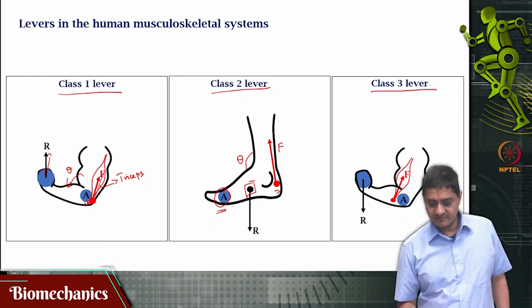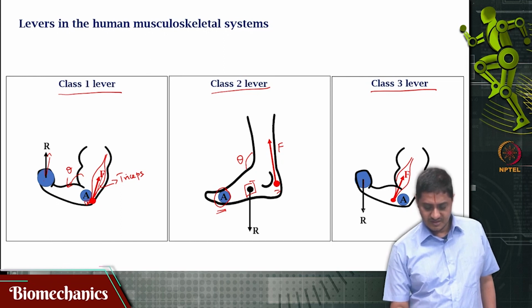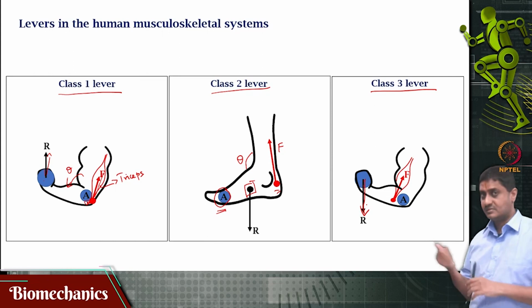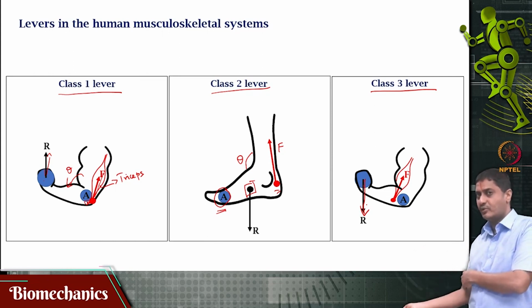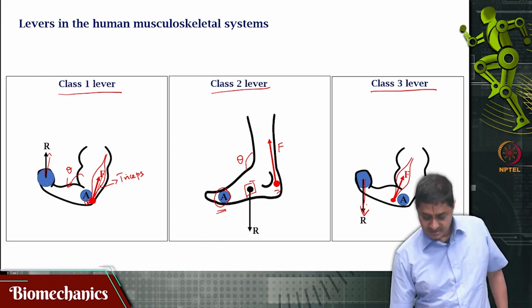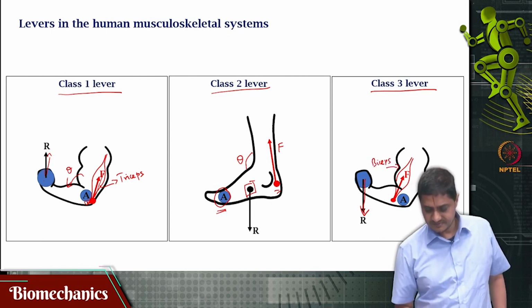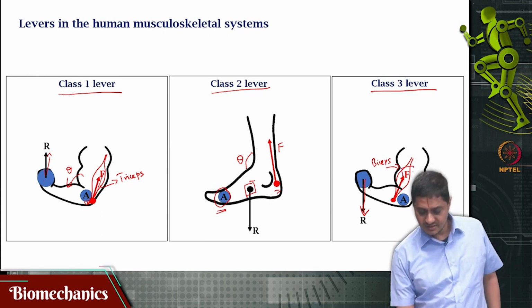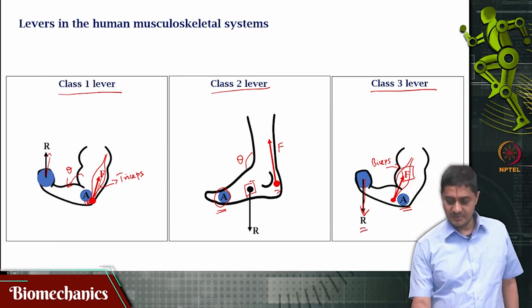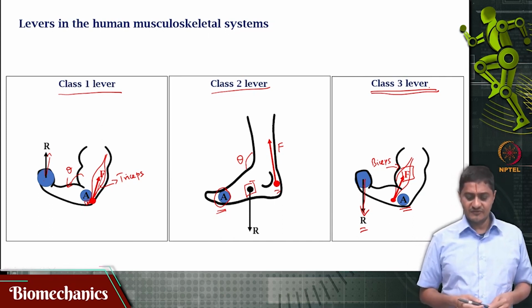Then we have the class 3 lever. In this case this resistance is pulling the arm down, that is the weight that I am having that is pulling my arm down, but I am trying to overcome that and keep it like this, right. In this case the muscle that is doing that is the biceps muscle. In this case the force is between the axis and the resistance. This is an example of a class 3 lever. These are just examples. There are examples of all these three types in the human body.